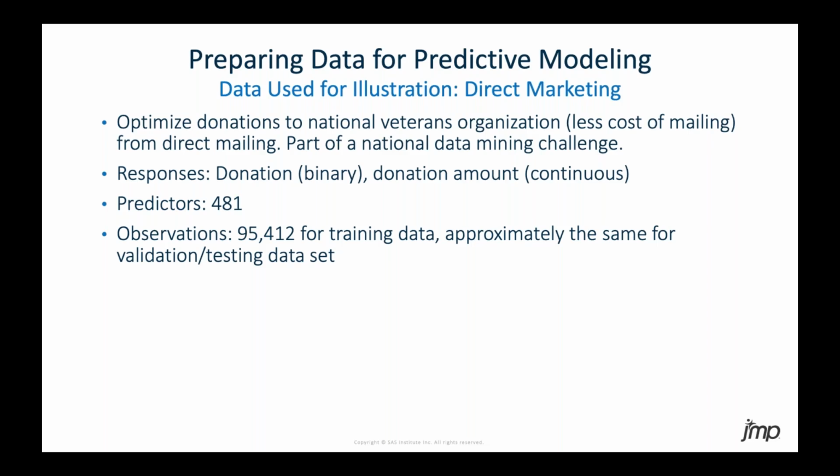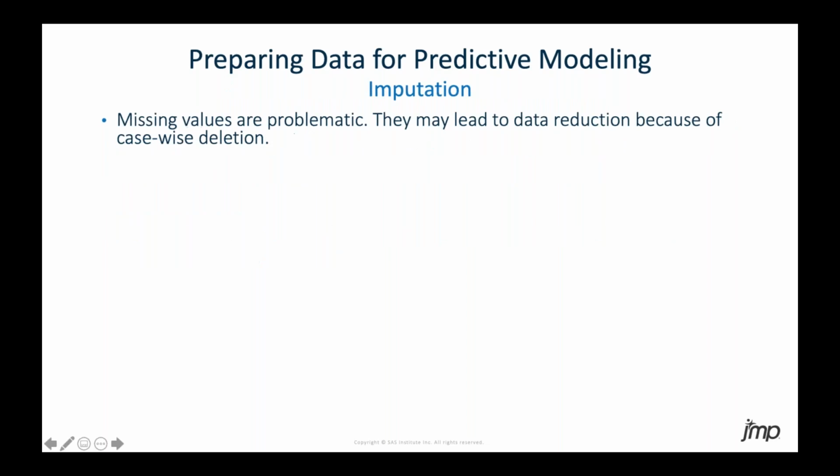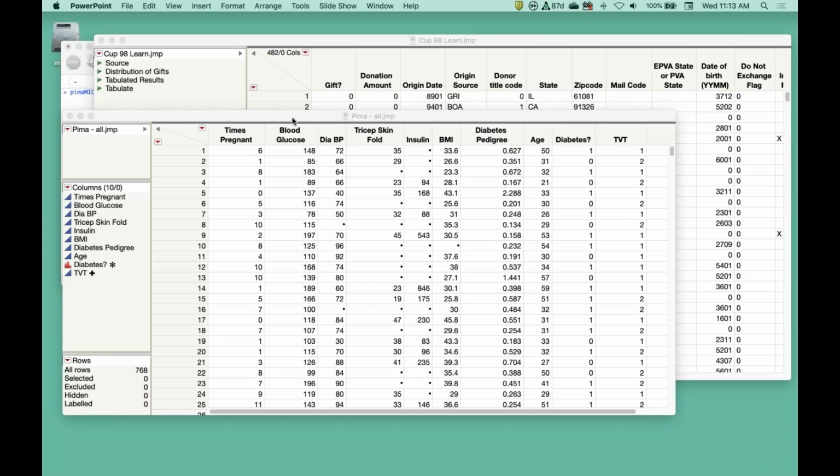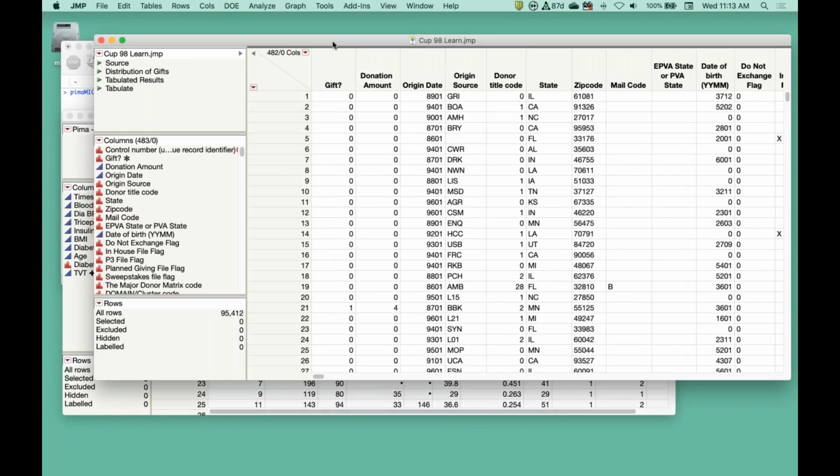Let me give you a quick show of the data tables. So here are the two data tables. Here's the PIMA data set. A couple of things I want you to keep in mind: I've got missing values in this particular data set. Here is the direct mailing data set.